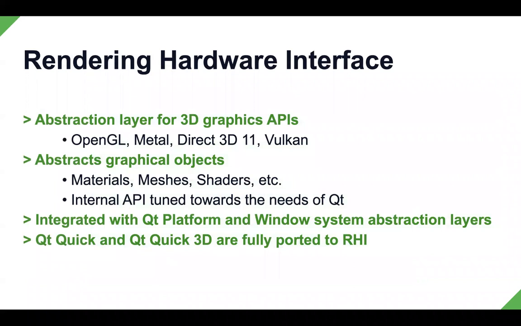So the rendering hardware interface is now an abstraction layer for all those 3D graphics APIs. It abstracts all the graphical objects that we need, materials, meshes, shaders. But it is, for the moment, an internal API tuned towards the needs of Qt. It integrates deeply with our platform and windowing system abstraction layers. And of course, Qt Quick 3D, Qt 3D, they are all fully ported to the rendering hardware interface and built on top of that.